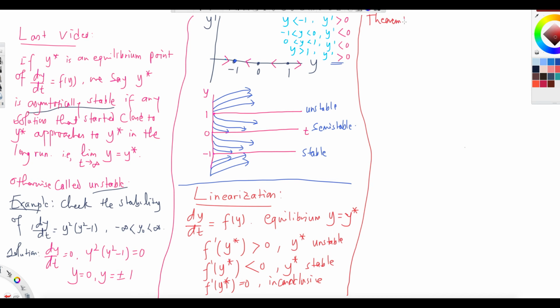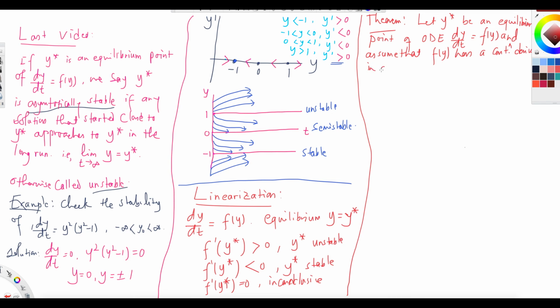Theorem. Let y star be an equilibrium point or solution of the autonomous ODE dy over dt equals f of y, and assume that f of y has a continuous derivative in a vicinity, in the close neighborhood, of y star.